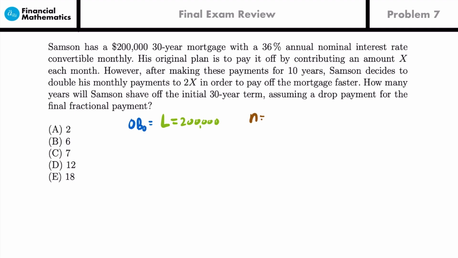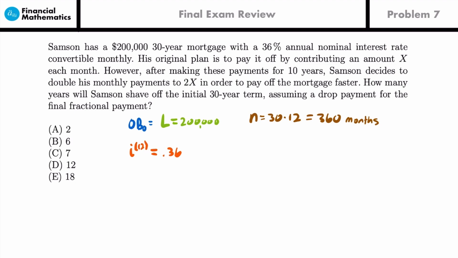So N is equal to 30 times 12, 12 months for each year. So that gives us a total of 360 months. Okay, now for the interest rate, the mortgage has a 36% annual nominal interest rate convertible monthly. So we've been given this. We know that i convertible 12 times per year is equal to 0.36.